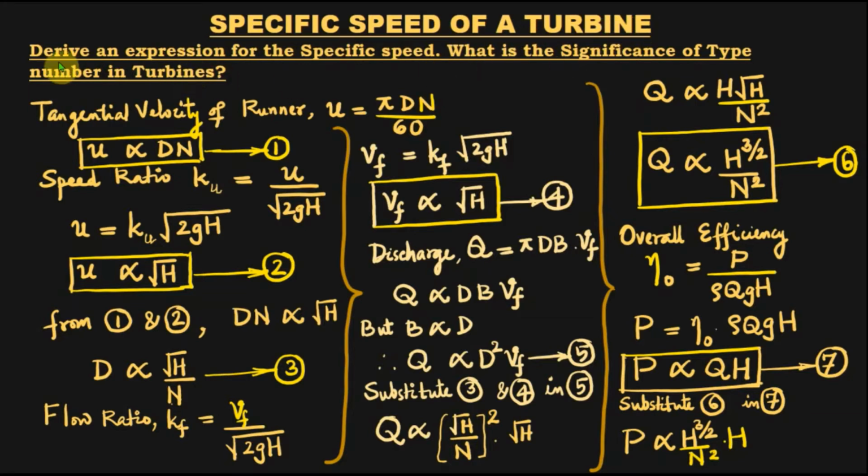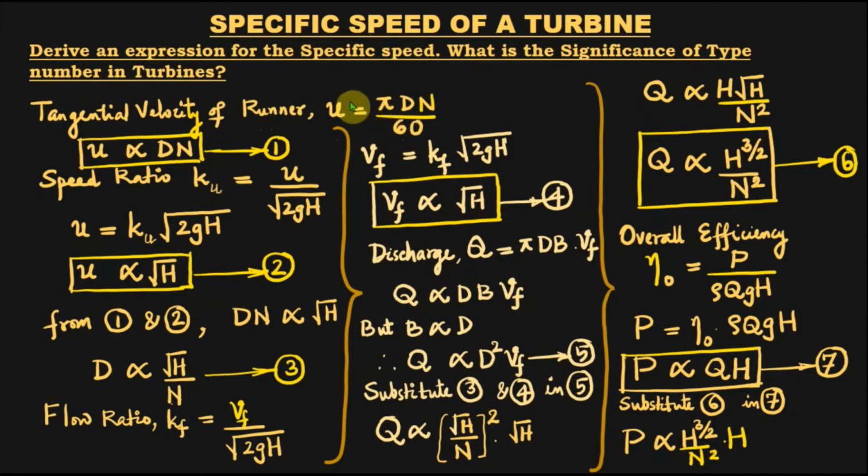So the related exam question is, derive an expression for the specific speed. What is the significance of type number in turbines? So we will start from the tangential or peripheral velocity of the runner. We know that the tangential or peripheral velocity of the runner is given by u is equal to pi DN by 60, where D is the diameter of the runner and N is the rotational speed of the runner in rpm. In this relation, pi and 60 are constants.